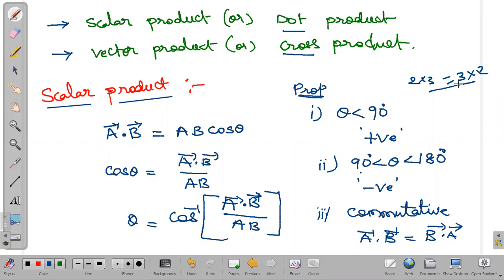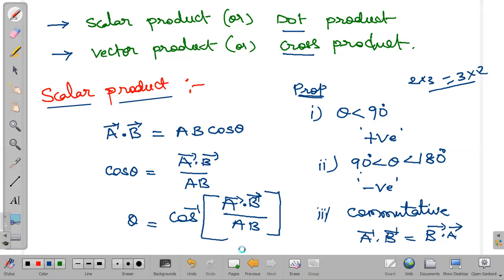2 into 3 will be equal to 3 into 2, both values equal to 6 only. Here also, such a law we call the commutative law. So the commutative law is obeyed in case of scalar product. A dot b or b dot a, we will get back the same value, right? Some more properties will be there that we will see and continue. I'll go to the next page. Now, next property.